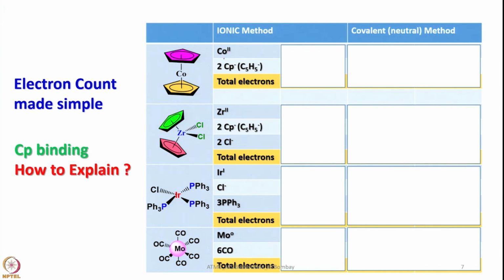Covalent method, this is 3d7 4s2. So, we have 9 electrons here, 9 electrons are there, and 2 Cps, they are giving 10 electrons.